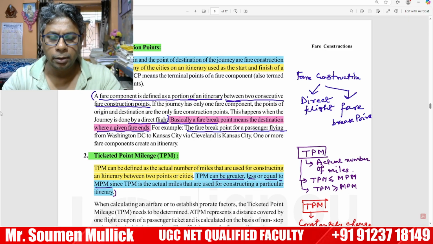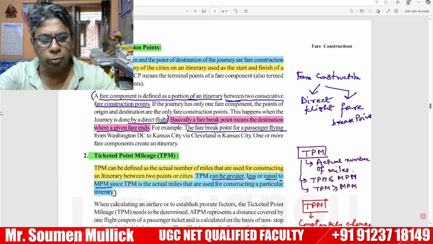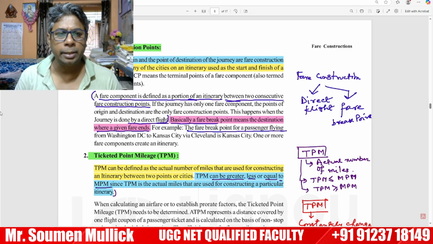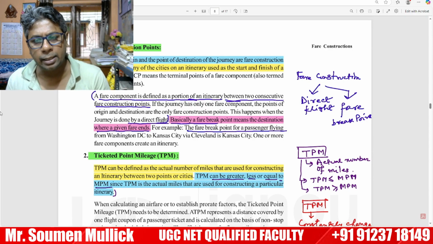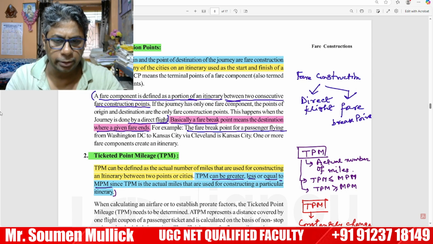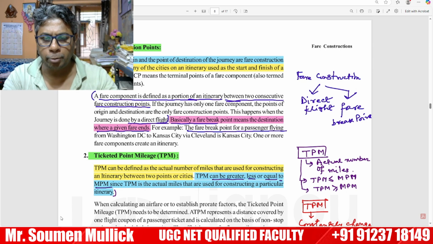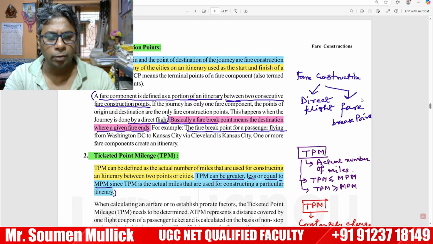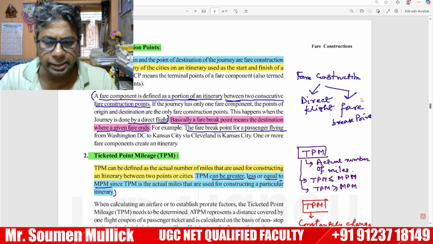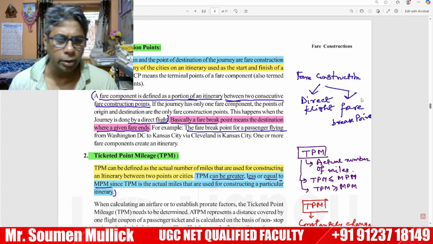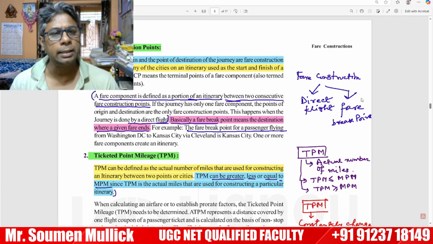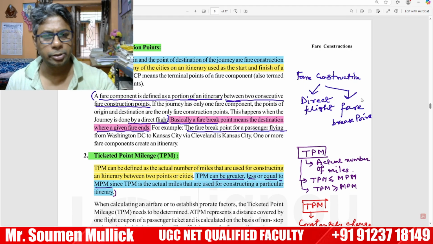Fare break point basically means the destination where the fare ends. So there are two kinds of situation for a fare construction point: one, the direct flight, and second, the fare break point. For example, the fare break point for a passenger flying from Washington DC to Kansas City via Sylveland in Kansas City. One or more fare components create an itinerary. So this is the fare construction.